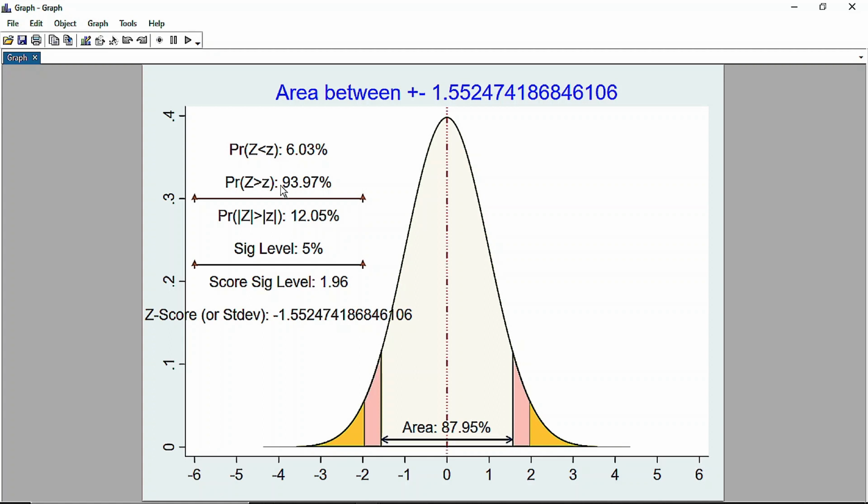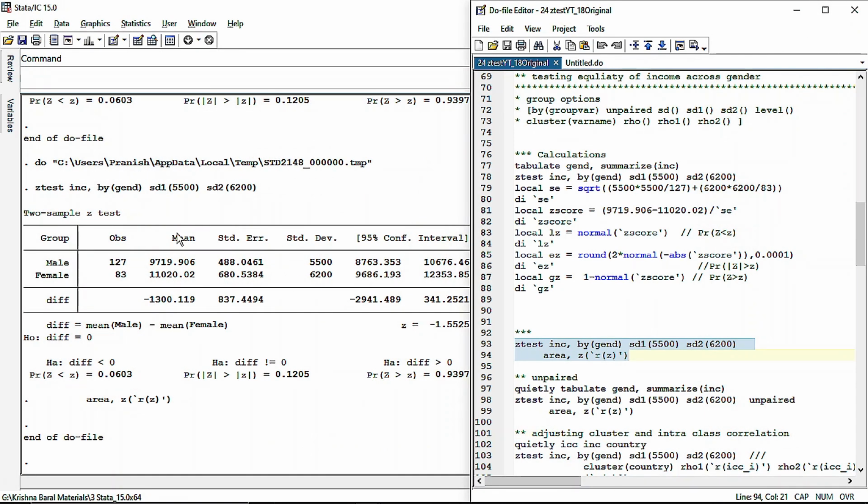But for the right-tail test, the p-value is greater than our significance level. That is why we fail to reject the null. So in both of the cases, we fail to reject the null. So our null hypothesis, the difference is 0, meaning thereby male and female earn the same income. For this two-tail test, we can use this option called unpaired.